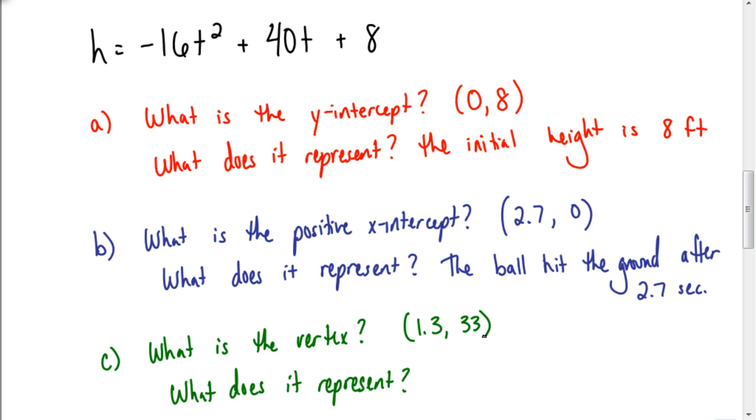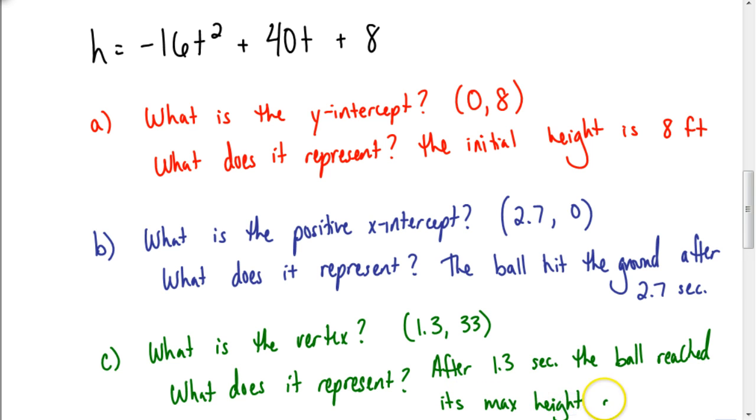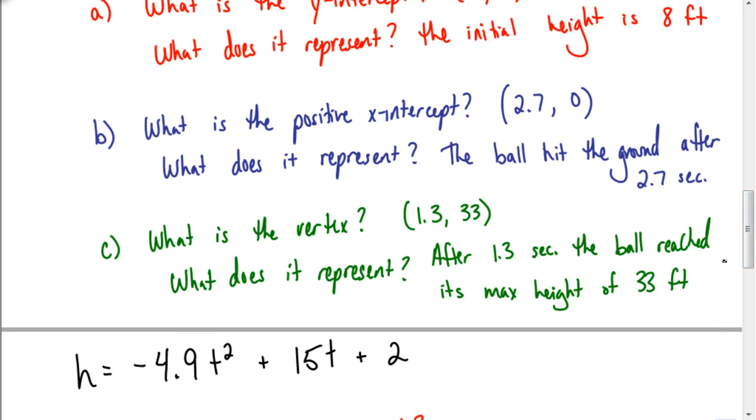And if you think about the path the ball would travel when you throw it up in the air, it's going to follow the shape of a parabola. And in this particular example, the x part of that vertex represents your time, and the y value represents the height. So this means that after 1.3 seconds, the ball reached its maximum height of 33 feet. So that's what the vertex represents.